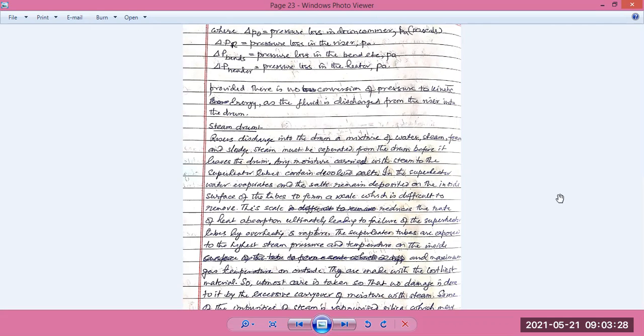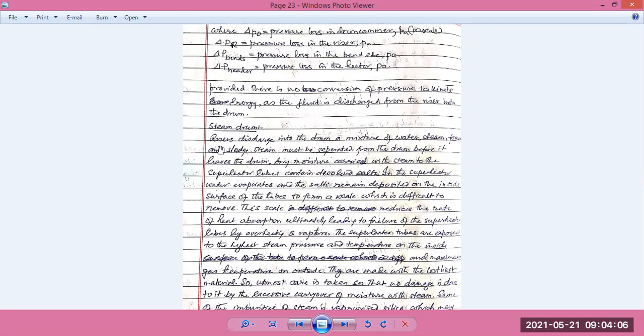Now let us go through some points about the steam drum itself, which is mainly the collector of saturated water and steam, and also the sender of steam to the next unit, the superheater. Now, what does this steam drum do?